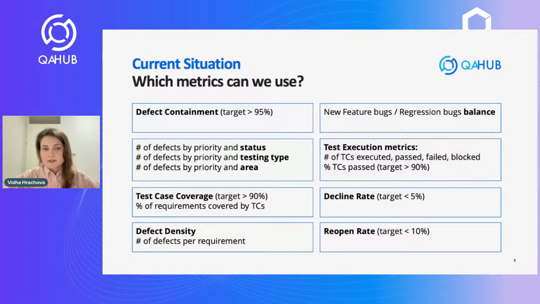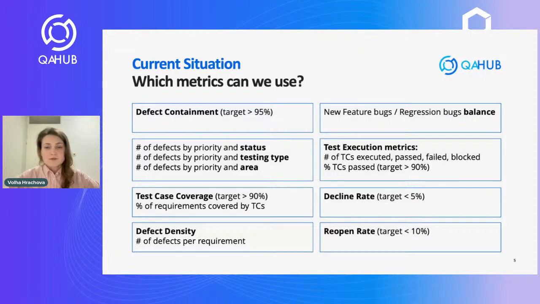Also consider defect density. It means that the number of defects we have per one requirement. It also can be a number of defects per line of code, but for quality engineers, I think, especially for manual quality engineers, it's primarily related to requirements. Also, there is such metric as new feature and regression bugs amount balance, which means that ideally we would strive to higher amount of new feature bugs rather than the regression bugs.